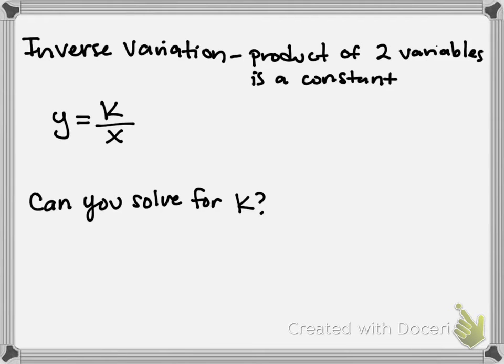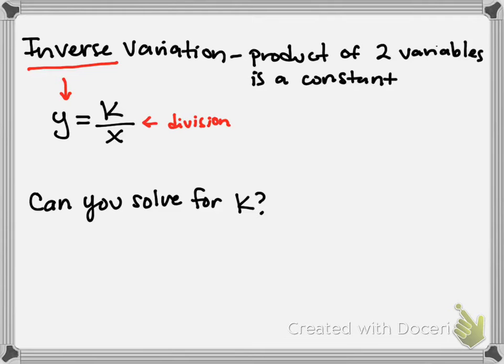So today we are going to learn about inverse variation. Please, please, please memorize this equation. Inverse variation has to do with a product of two variables being a constant. So inverse variation is y equals k over x, right? Remember, these fraction bars mean division. So y equals k divided by x.